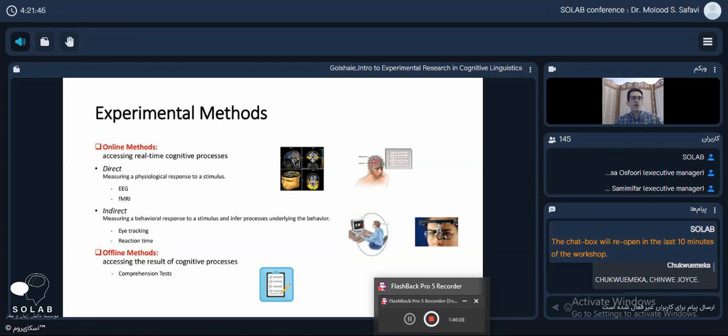For example, if you are doing a reaction time study, you measure how fast the participants are responding to a stimulus, and you make inferences about the speed of that response. So these are online methods. We are just going to discuss the indirect methods in this mini workshop, and also an offline method like comprehension tests, which are usually paper and pencil tests, and you ask participants questions and they answer, and you study what they have thought or what representations they have made in their mind.